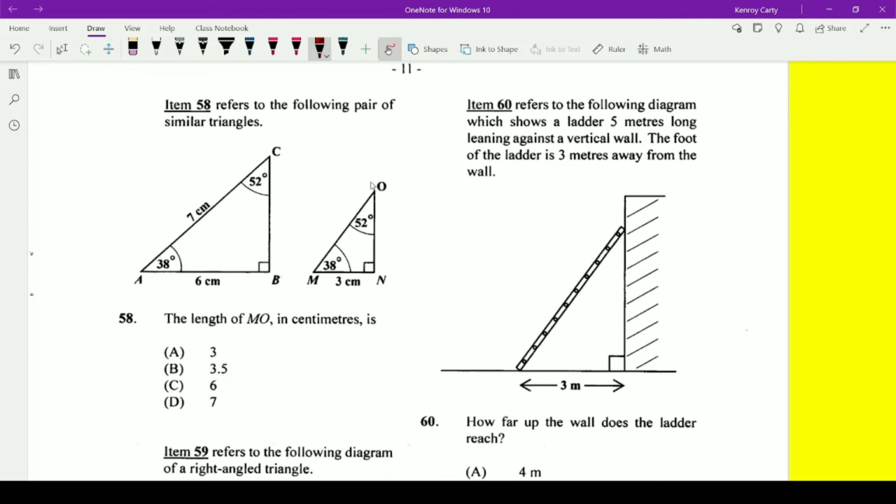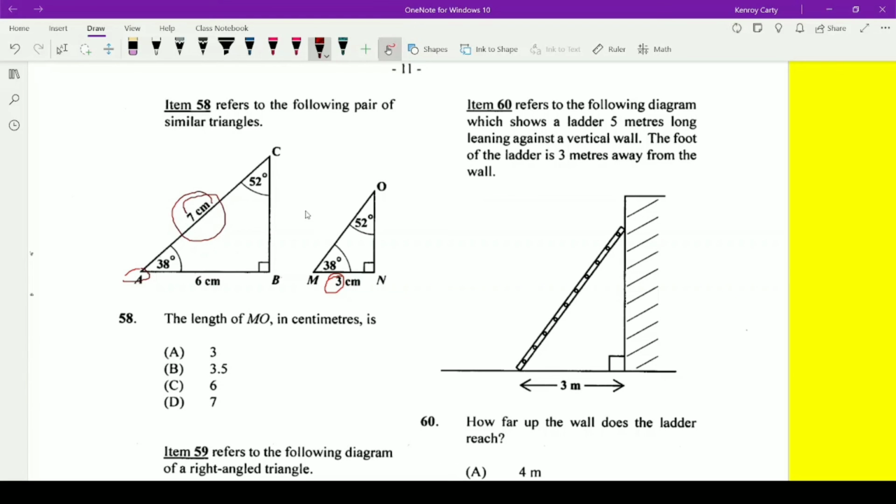Look at two sides that you know correspond, AB and MN. What do you multiply MN by? Sorry, AB and MN correspond. So I need to find what I multiply MN by to get AB, which in this case is easy because I multiply 3 by 2 to get 6. So the common ratio is 2. If I'm going from the smaller to the larger, I multiply. If I'm going from the larger to the smaller, I divide.